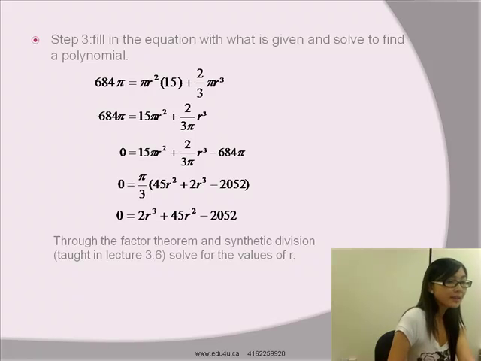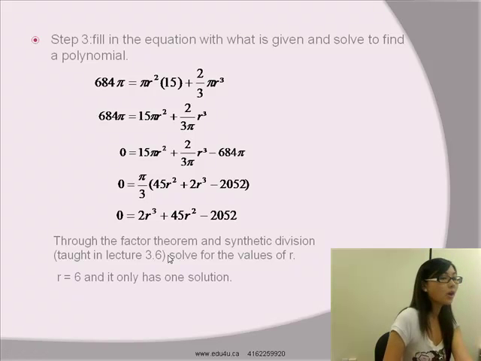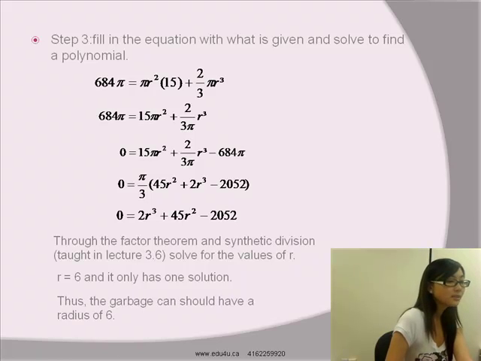Through the factor theorem and synthetic division that we have talked about in a previous lecture, that's lecture 3.6, we can solve for the value of r. Right now, I'm not going to go through how to do the synthetic division again, so if you have any questions, look at lecture 3.6. But I'll just tell you now that r equals 6 when you solve it, and that is the only solution. Thus, the garbage can should have a radius of 6 meters.